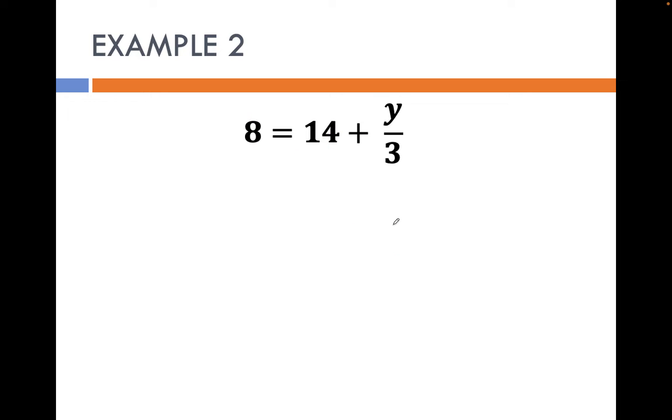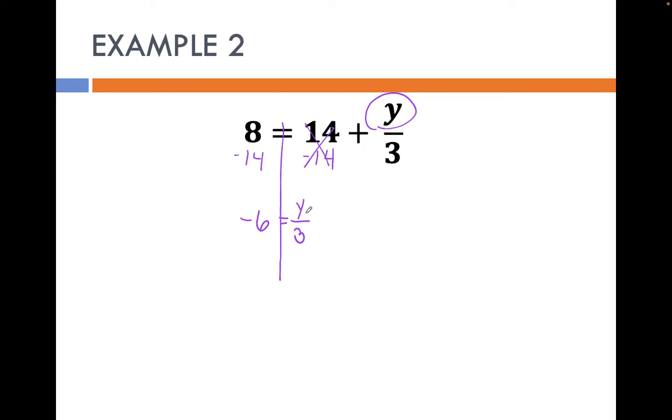Let's try another example. 8 equals 14 plus y divided by 3. To start this problem, we want to first eliminate the 14 from this side of the equation because this is the side where the y is. So I'm going to start by subtracting 14 because 14 minus 14 will give us 0, leaving y over 3 or y divided by 3 on this right-hand side and a negative 6 on the left-hand side.